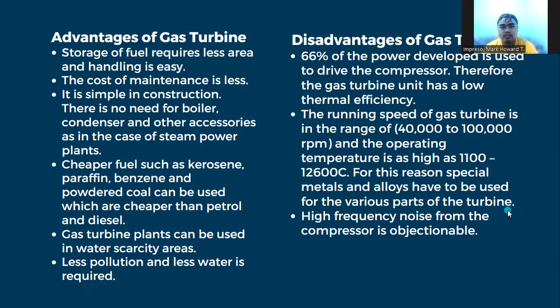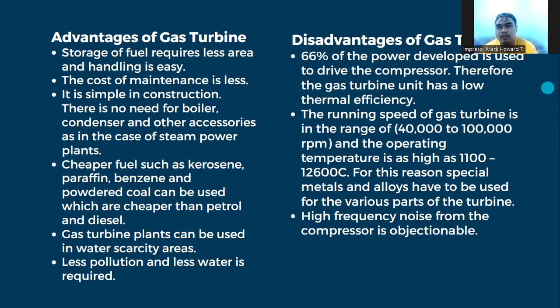Next, cheaper fuels such as kerosene, paraffin, benzene, and powdered coal can be used, which are cheaper than petrol and diesel. Next, gas turbine plants can be used in water-scarce areas. And lastly, less pollution and less water is required. But here are some disadvantages of gas turbine.